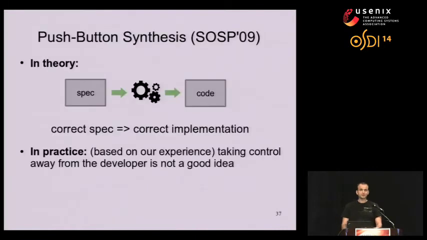Our first implementation of the tool, presented at SOSP 2009, was fully automatic push-button synthesis. The idea was you start with the correct specification, the code is generated automatically, it matches the spec, hence it's ideal, flawless code, and there is absolutely no reason for the user to be involved. But it turns out that it never works like that. It turned out that there are many reasons why this kind of push-button approach doesn't work, but all of them boil down to the fact that it's never a good idea to take control away from the developer.